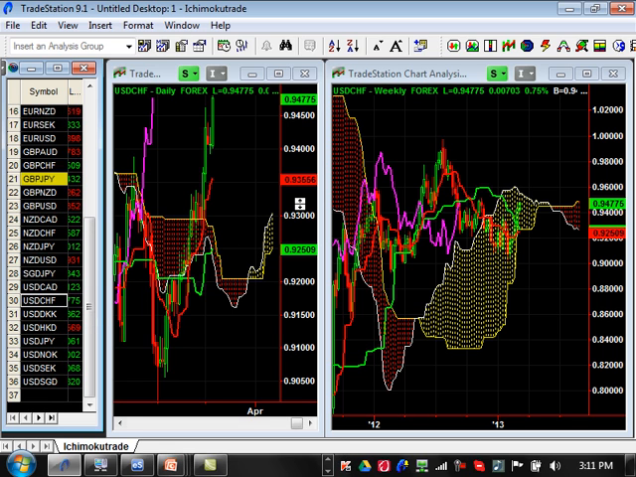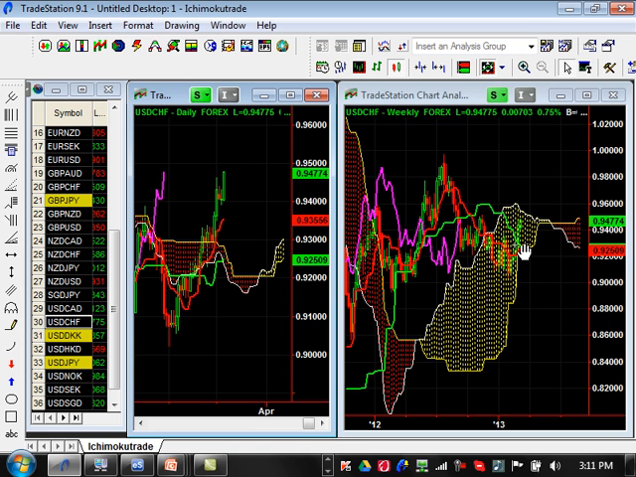US Switzy, looks like a trend going on the daily. However, we're still in the cloud right now, so we're getting close to resistance at 9,500. Support on this one's going to be about 8,250.